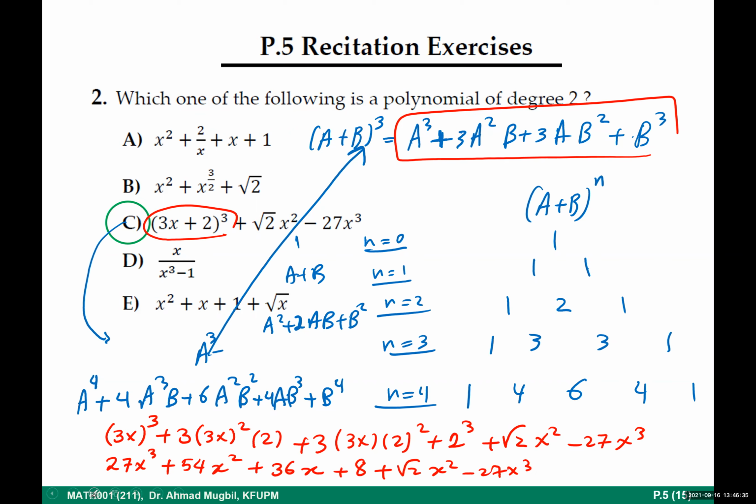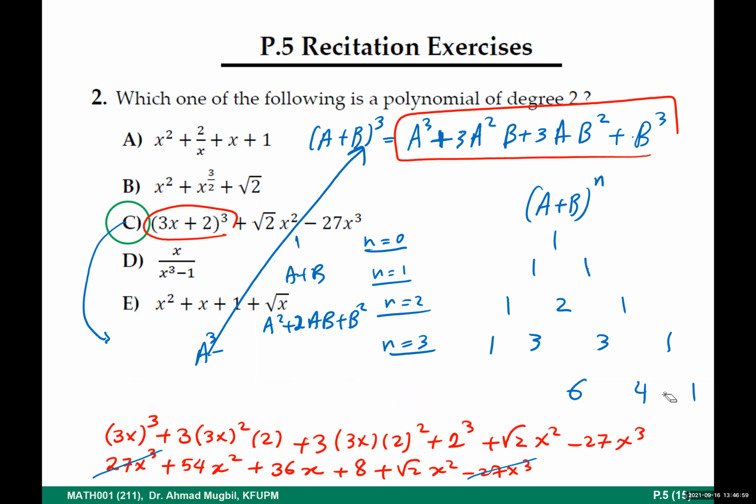Now, if you notice, this is a polynomial, but this term will be cancelled with this term. So this is why it is not a polynomial of degree 3. It is a polynomial of degree 2. And what is the coefficient of this polynomial? If you want to continue writing this, let me write it here. If you want to simplify it more, we are done.